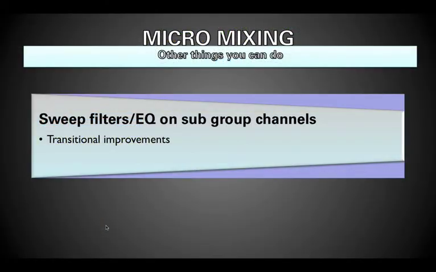Another thing you can try is adding EQs to the submix channels and actually making slight filter changes during transitions. So another automation of parameters of EQ or filters can create transitional elements in your track. And again, the more little things you add to your mix, the more exciting the mix gets. I'm going to show you how this would look in Pro Tools.